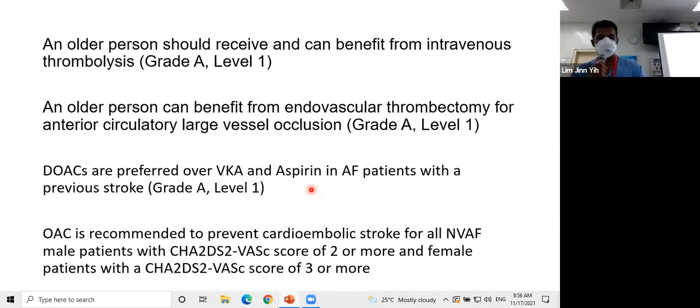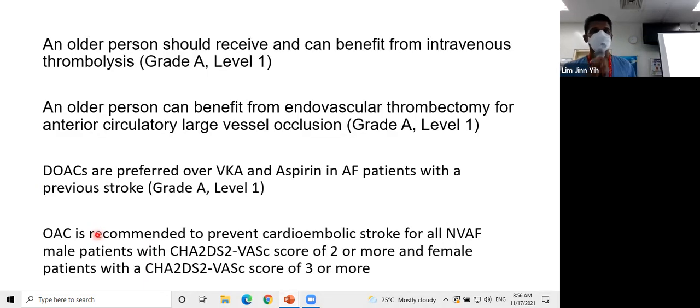Okay. So besides that, for AF patients, they prefer a direct oral anticoagulant such as dabigatran and all that over vitamin K antagonist and aspirin in this kind of patients with a previous history of stroke. And those patients with a CHA2DS2-VASc score of more than 2 for males and more than 3 in females, they also prefer this oral anticoagulant compared to warfarin and other sorts of anticoagulants. Okay, so yeah, that's about it for my presentation today. Thanks a lot.